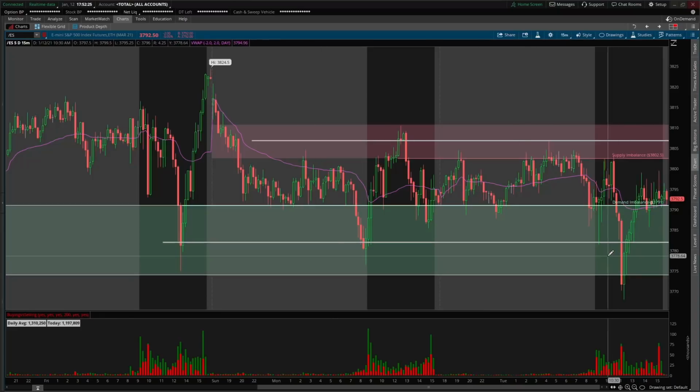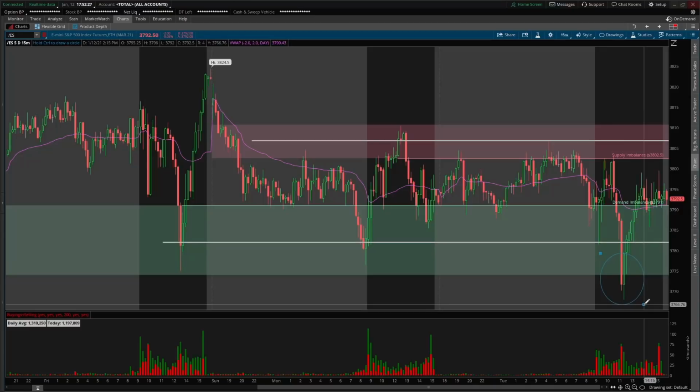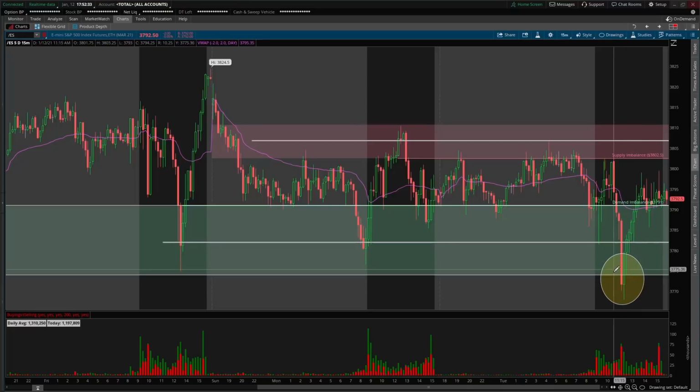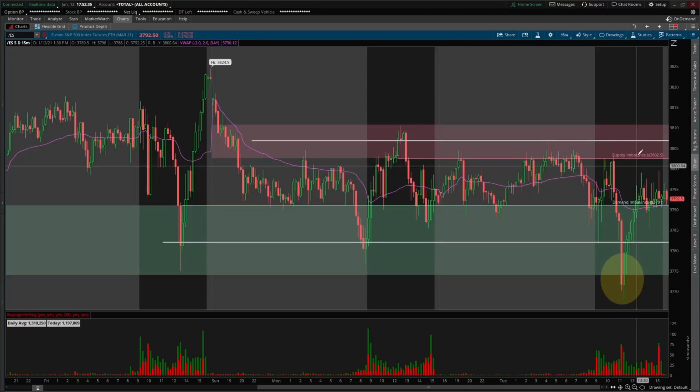So we're below the range, and we had something we call responsive buying, which essentially is that the market is coming down and you have buyers stepping in, creating value down here, and they bring price up because they don't want it to go lower. So they're responsive and they bring price up.